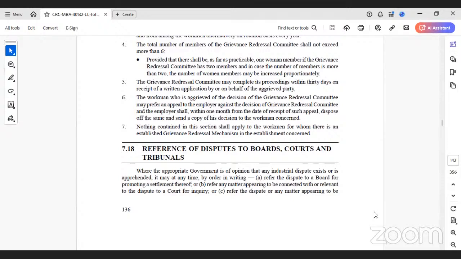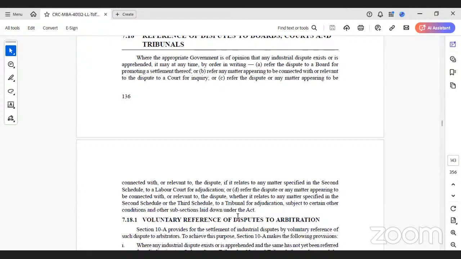So once you apply for the redressal, and if the grievance redressal is not acceptable, the same thing can be referred to the higher authorities, to any boards within 1 month from the date of such appeal. Now, the reference of disputes to the boards, courts, and tribunals based on the inquiry, and if the aggrieved party is not satisfied with the grievance redressal verdict, he might apply within 1 month to the tribunal or court.